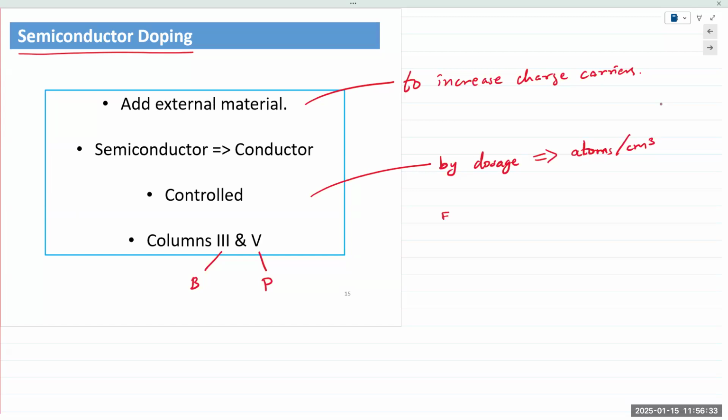And since this is external material, if it does not belong naturally in that material, we refer to it as an impurity. The process is known as doping, and the external material is also referred to as the dopant. The resulting semiconductor is a doped semiconductor.